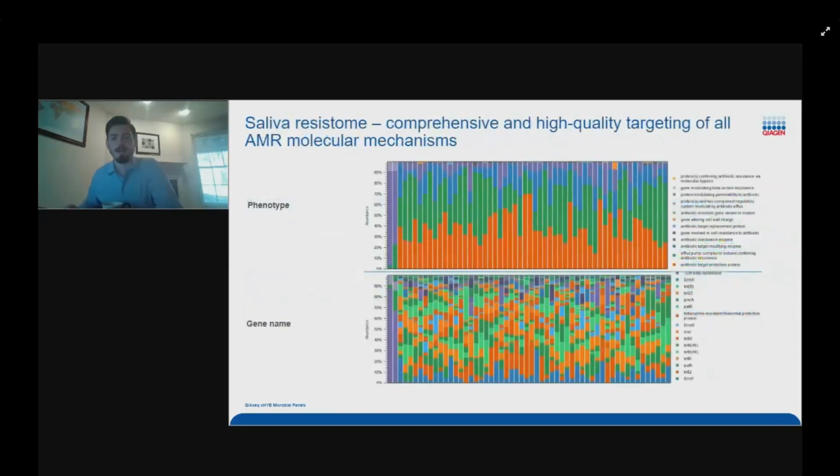So what we have here is, I believe, 57 different saliva samples that we collected and did AMR analysis on. And in the top, you can see the different phenotypes that we were able to detect for AMR, as well as in the bottom, the different actual genes that we were able to detect for antimicrobial resistance. So you can see broad coverage across many different genes at once, and across many different phenotypes at once that were present in just general saliva samples.